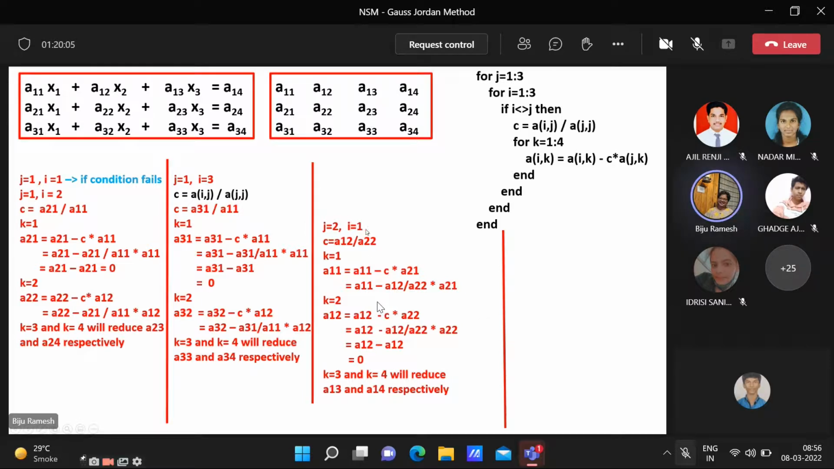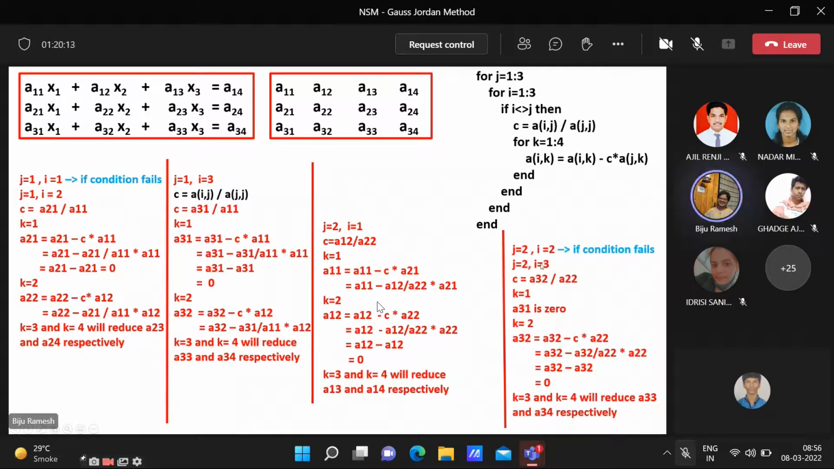Now, when you increment I is equal to 2, the if condition will fail. Then I will be incremented to 3. And you find the C constant again. A31 is already 0 here. We have already found A31 is equal to 0. So that you are not touching. K is equal to 2. Then A32 becomes 0 now. Okay. So here, first we reduce this to 0. Then we reduce this to 0. Then we reduce this to 0. Then we reduce this to 0. Okay. It goes column by column.